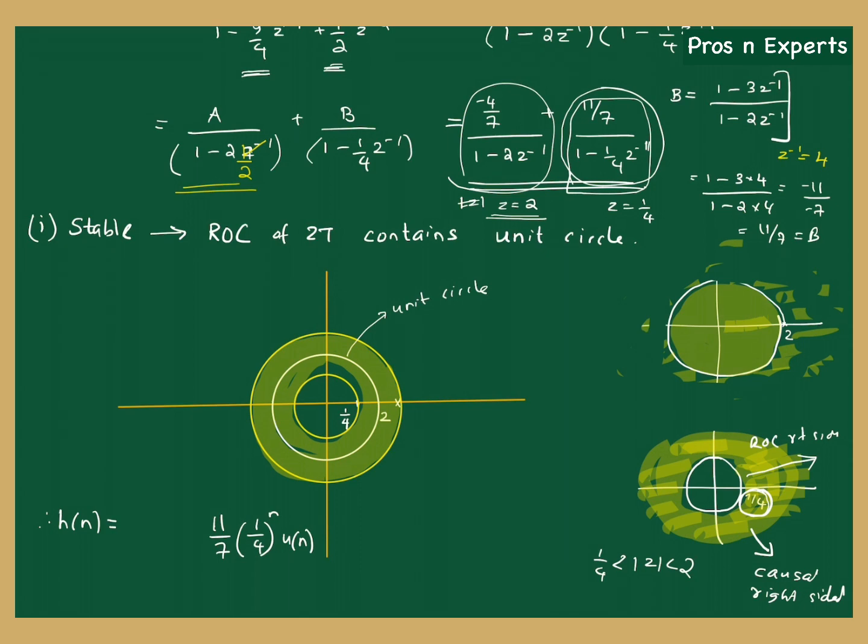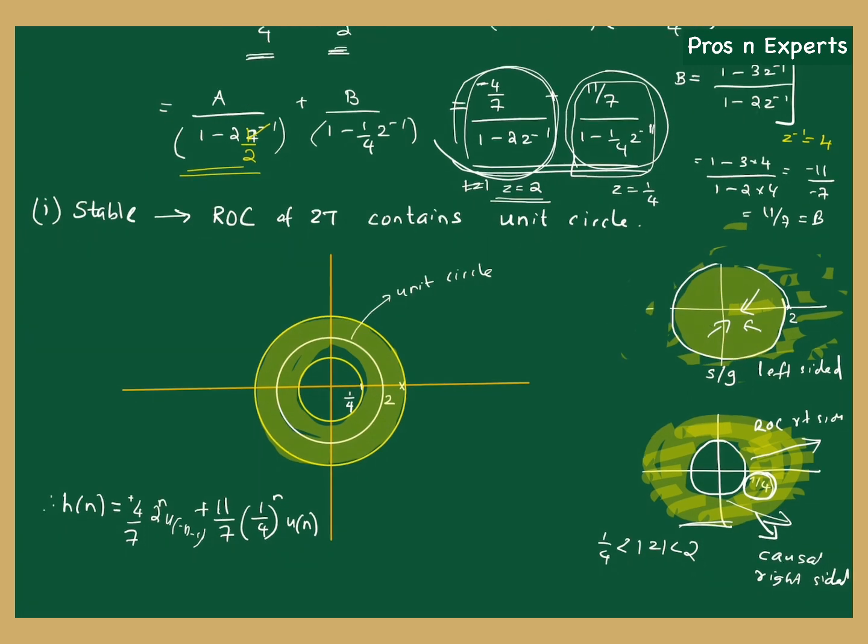That means when you find the inverse transform, the signal corresponding to this term will be left-sided, not right-sided. In the earlier case, it was right-sided because the ROC was outer. But in this case, the signal is left-sided because the ROC is inwards. Okay, so how can you write down the inverse transform for this term? You have to put a negative. So negative of negative 4 by 7 becomes plus 4 by 7 into 2 raised to n into u of minus n minus 1.